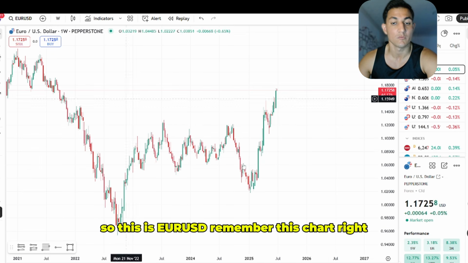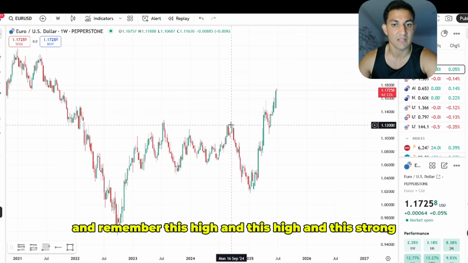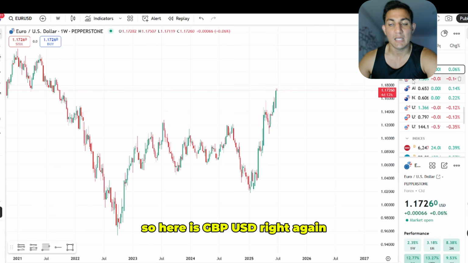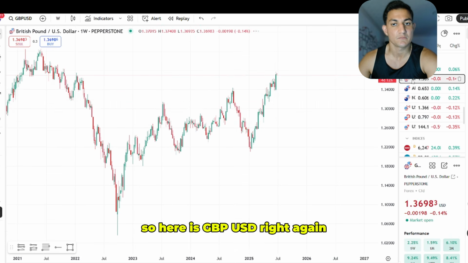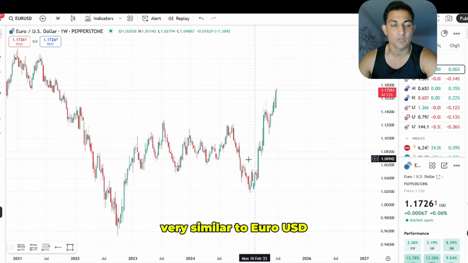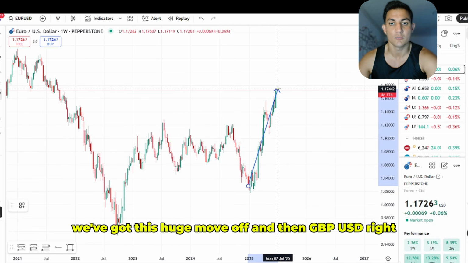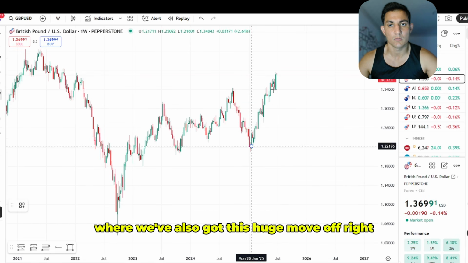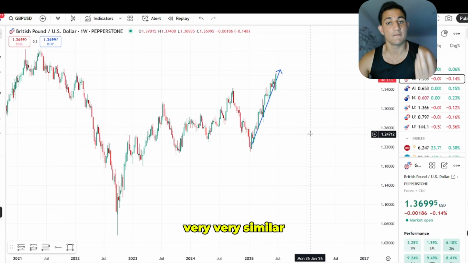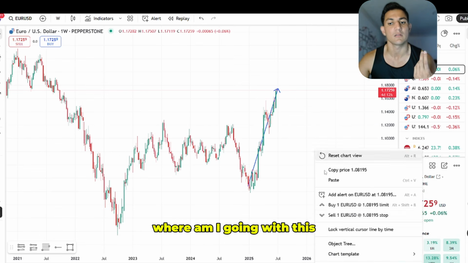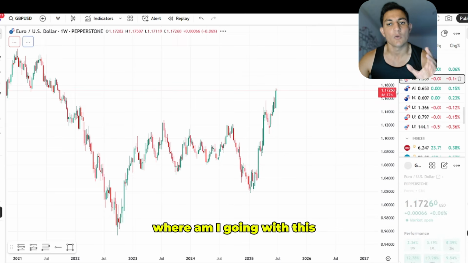So this is EUR/USD. Remember this chart, right? And remember this high, and this strong, aggressive move up, right? So here is GBP/USD, right? Again, very similar. Very similar to EUR/USD, where we've got this huge move up, and then GBP/USD, where we've also got this huge move up, right? Very, very similar. These weekly charts here are very similar. Now you might be wondering, okay, Atif, where am I going with this? What does this really mean?